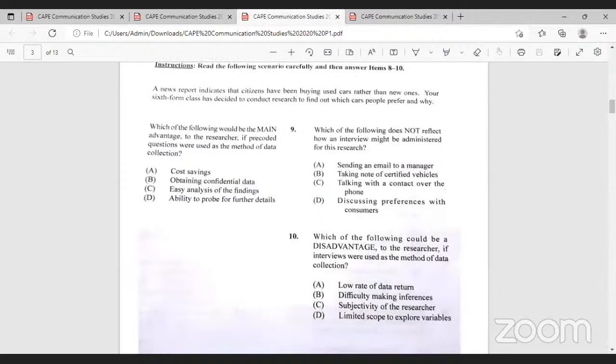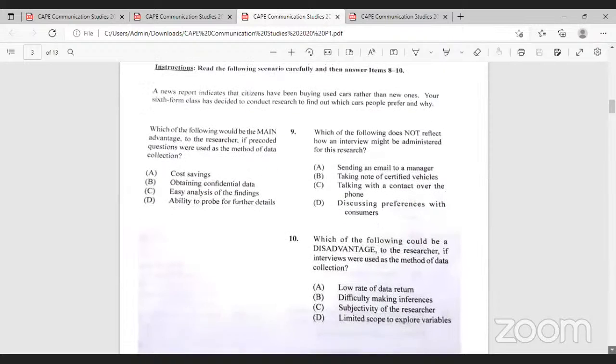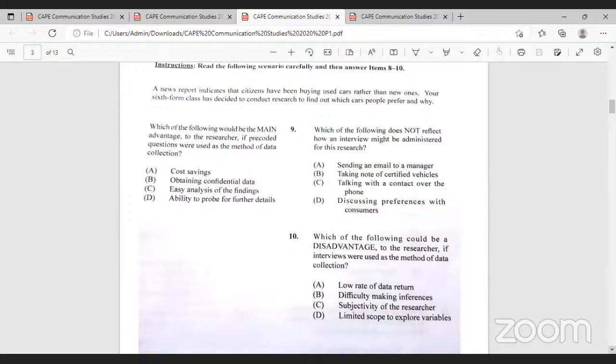These 3 questions, this scenario, read this scenario carefully and answer items 8 to 10. Right, so a news report indicates that citizens have been buying used cars rather than new ones. So your sixth form class has decided to conduct research to find out which cars people prefer and why. Right? And number 8 asks, which of the following will be the main advantage to the researcher if pre-coded questions were used as a method of data collection? Is it cost savings, obtaining confidential data, easy analysis of the findings, or ability to probe further details?